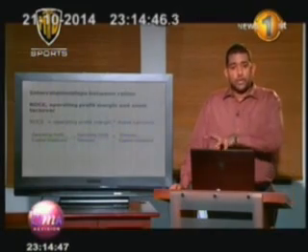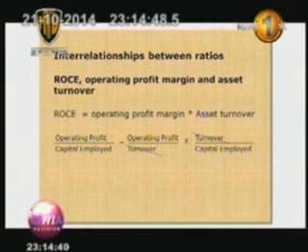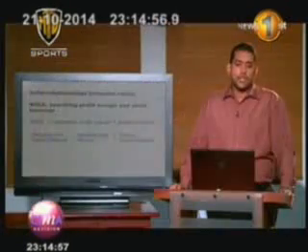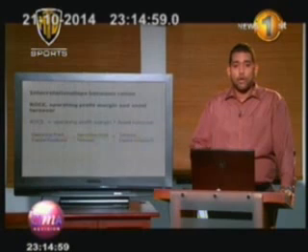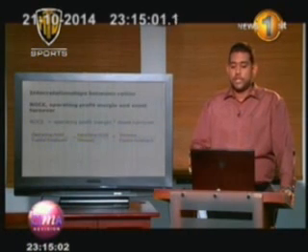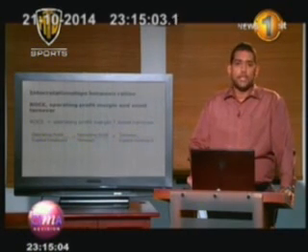But when you look at the two calculations in isolation, operating profit margin indicates the profitability side of things, the performance side of things, whereas the asset turnover talks about how efficiently you have used your assets. So that's the relationship of profit margin, operating profit margin, and asset turnover with the ROCE.